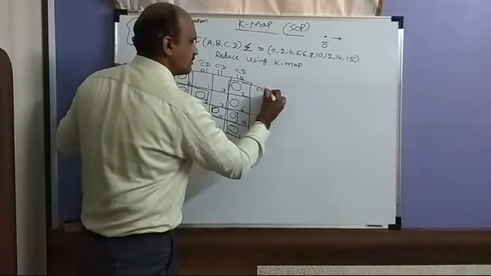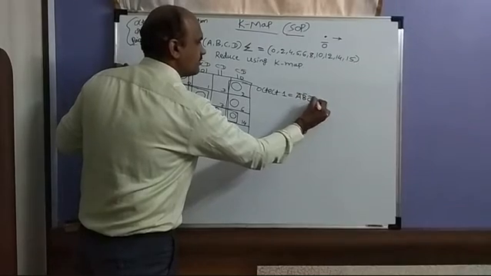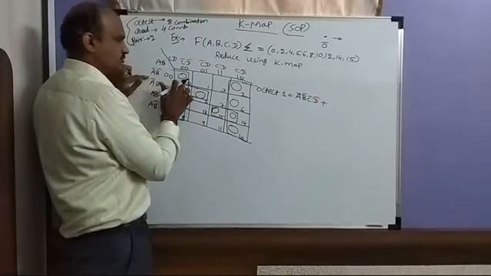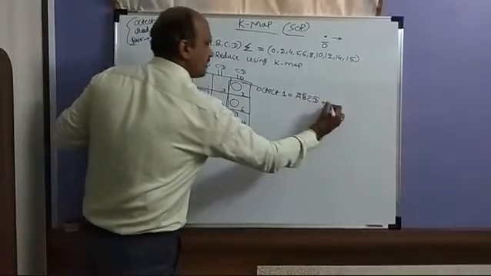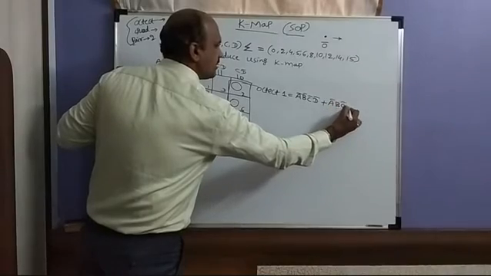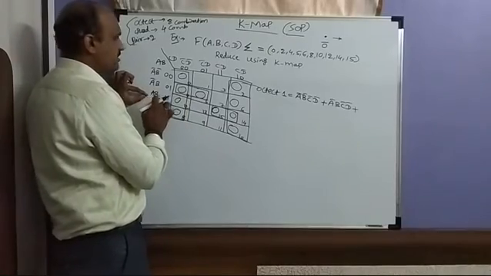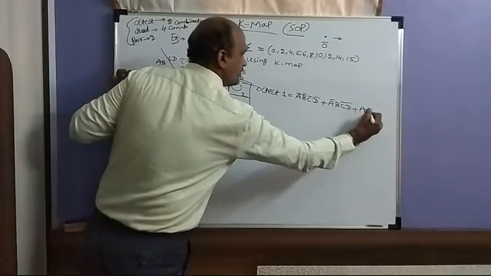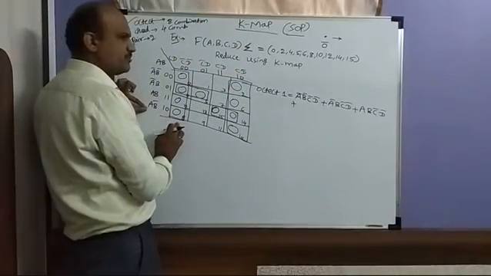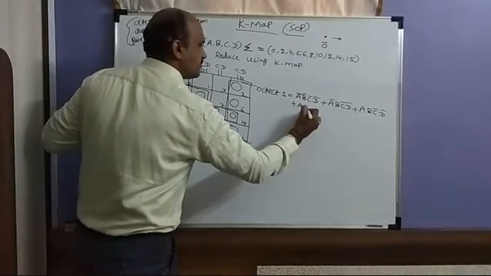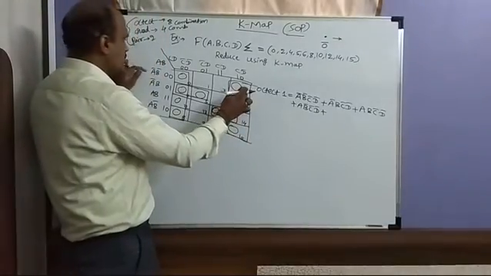So octet 1: A bar, B bar, C bar, D bar, plus that is a 0. Next 4: A bar, B, C bar, D bar, plus 12: A, B, C bar, D bar, plus the last one: A, B bar, C bar, D bar. These are the 4.